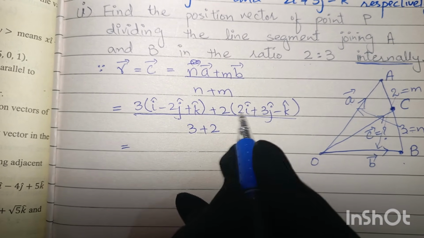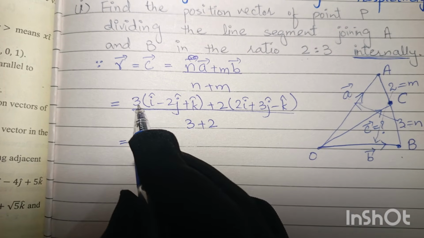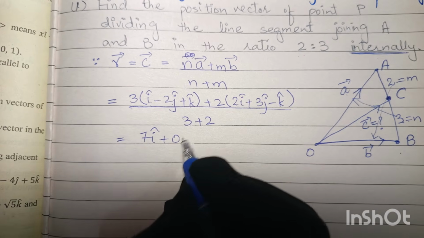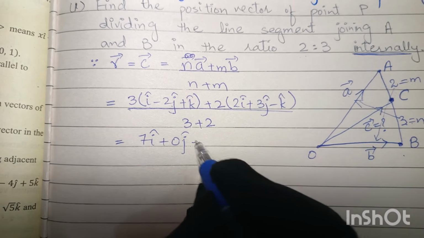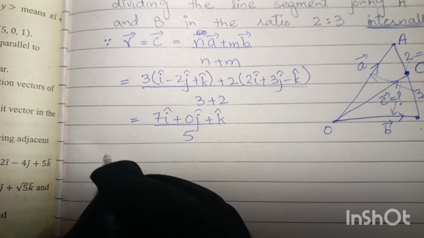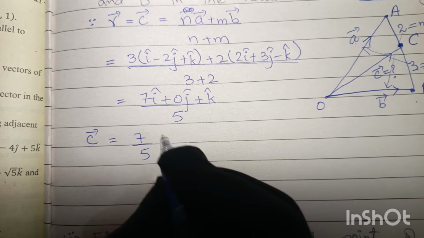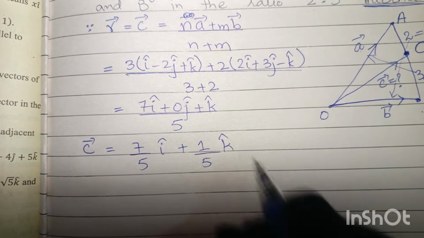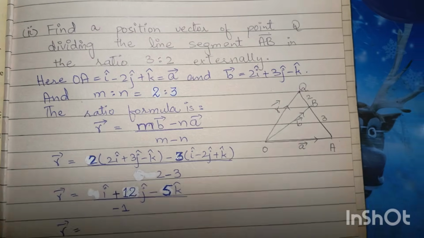So 3i plus 4i, which is 7i, minus 6j plus 6j, 0j, and 3k minus 2k is plus k, divided by 5. So the required C vector is 7 by 5 i plus 1 by 5 k. So this is the required answer, position vector of this point C.